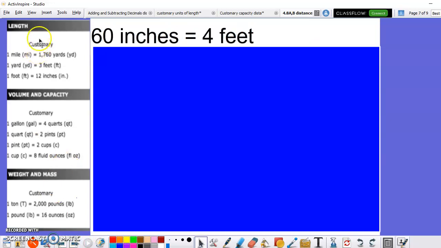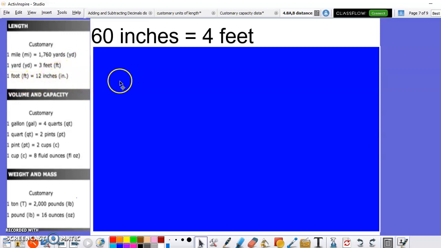So I have put a reference sheet with just the customary system here, so you can have a visual to help us answer these questions. This is just true or false. Is 60 inches equal to 4 feet? Well, I will come right over here. I'm looking at length. So every 1 foot is 12 inches.